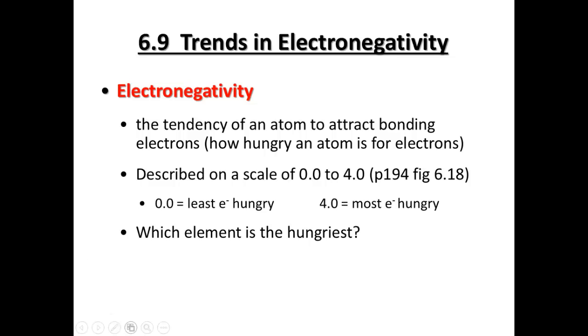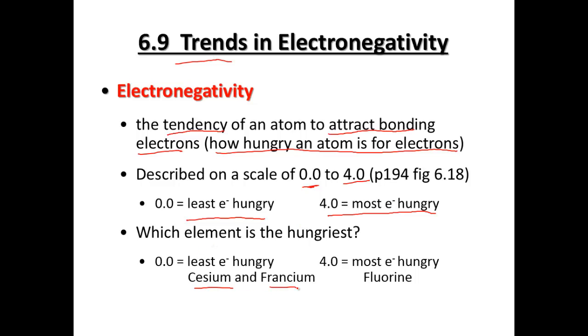Our last section is going to be on electronegativity, section 6.9. Continuing on with our trends and ideas, electronegativity is the tendency of an atom to attract bonding electrons. What I like to refer to it as is how hungry an atom is for electrons. So does it want to take in electrons or not? In our textbook, it's described on a scale from 0, the least hungry, not wanting electrons, to 4.0, the most hungry, wanting electrons. So which elements are going to be the hungriest is what we're going to be looking into today.